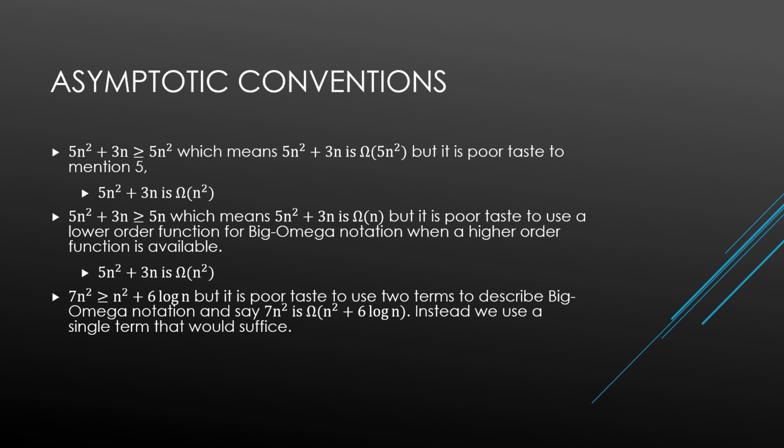7n squared is greater than or equal to n squared plus 6 log n. But it is poor taste to use two terms to describe big omega notation and say 7n squared is omega of n squared plus 6 log n. Instead, we use a single term that would suffice and say 7n squared is omega of n squared.